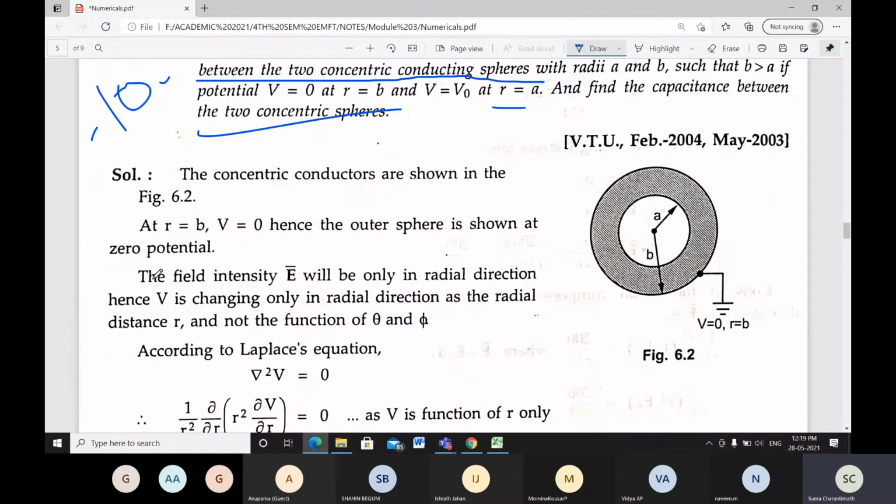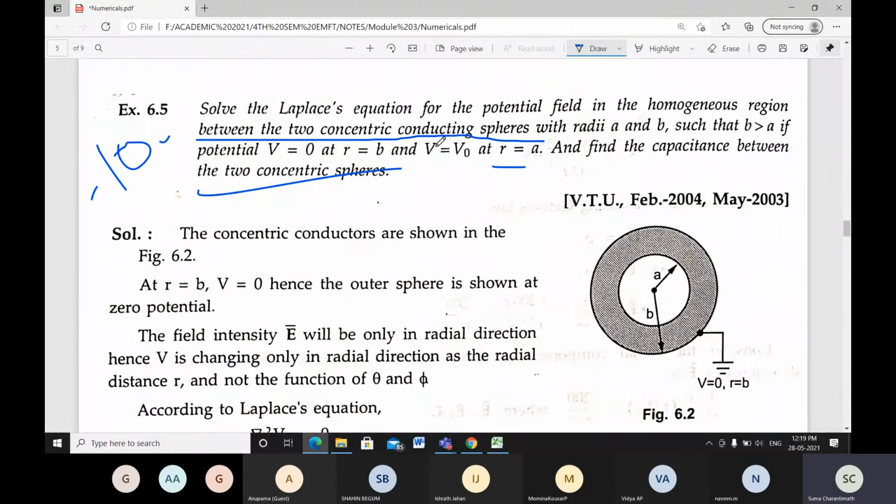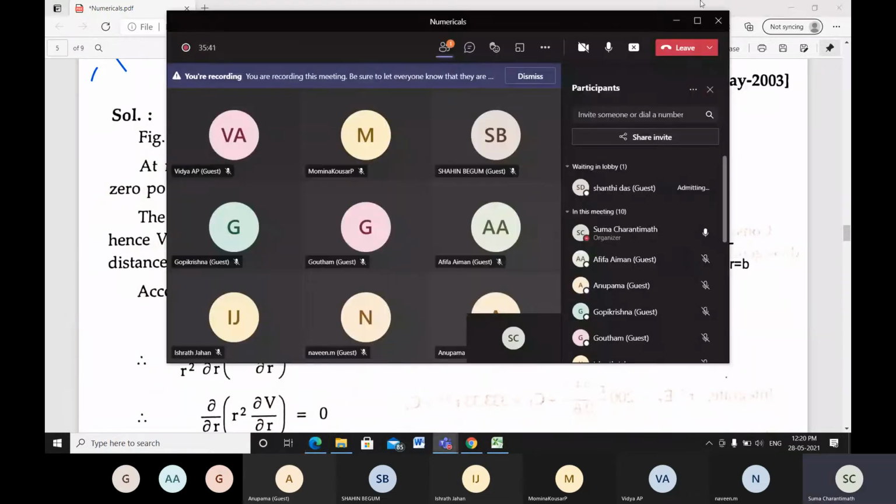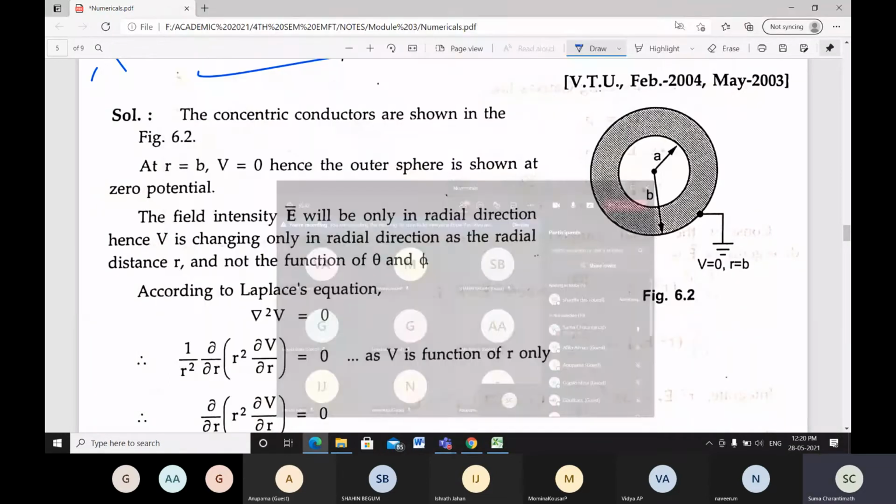The solution will remain the same. This is our figure where the inner part is of radius a and the outer one is b. The inner potential is V equals V naught and the outer is at V equals 0. Then at r equals b, V is going to be 0. Hence it is outer space with zero potential. What is given, we are just writing down.